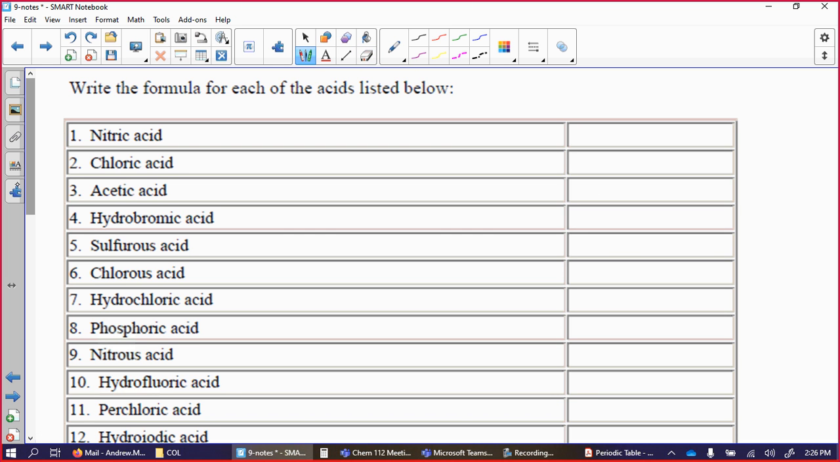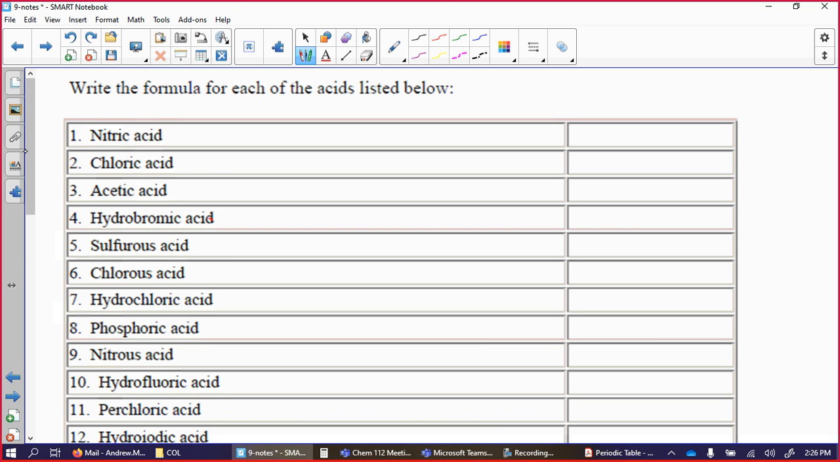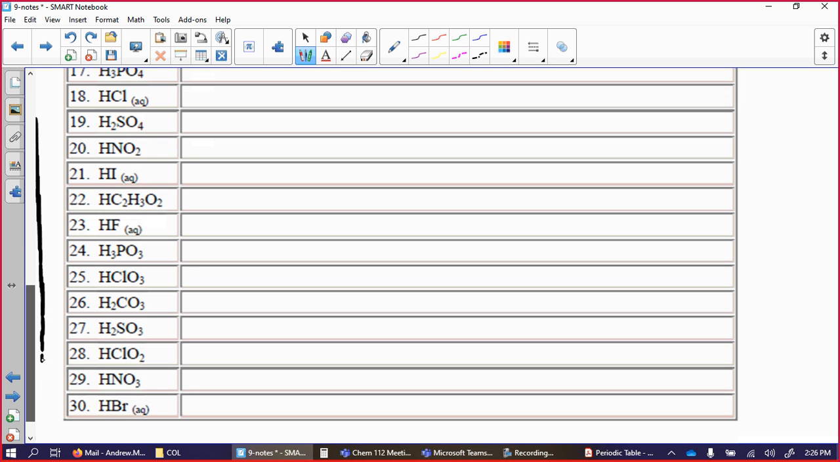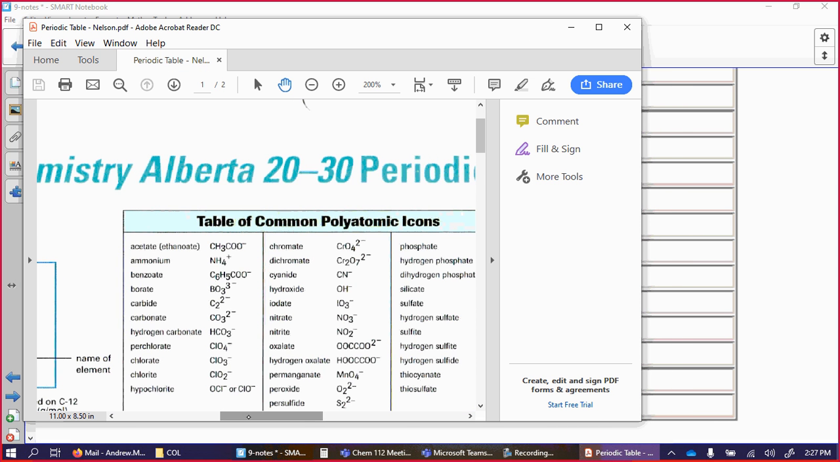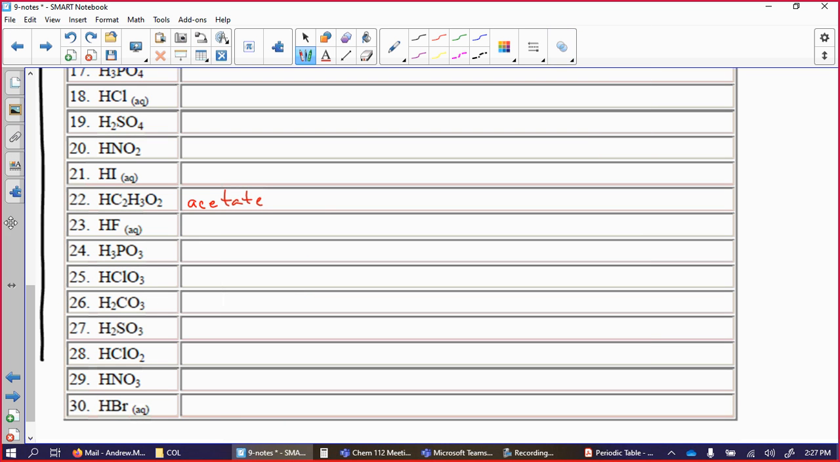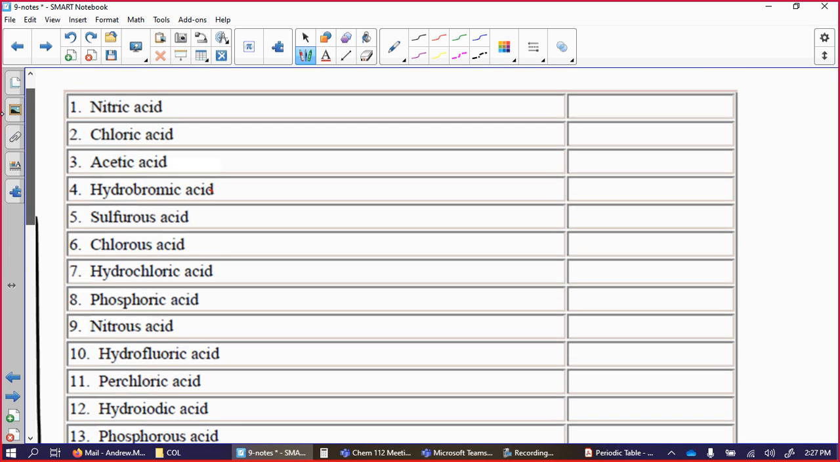So your practice is the next page, I'm pretty sure, which is names and formulas. Well, hey, I just did that one. I've done that one. This is a foolish way of writing acetate. I don't think your periodic table has it like that. I hate it when it's written C2H3O2, but again, I'm too stupid to actually rename things.